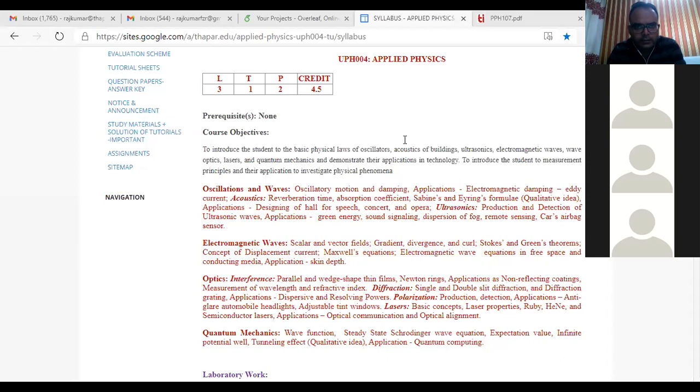I think this syllabus is visible to everyone. So it has 4 units: oscillations and waves, and acoustic and ultrasonic. This is a part of 1 unit. Second unit is electromagnetic wave. Okay, and third unit is optics, which contains interference, diffraction, polarization, and laser. And fourth unit is quantum mechanics.